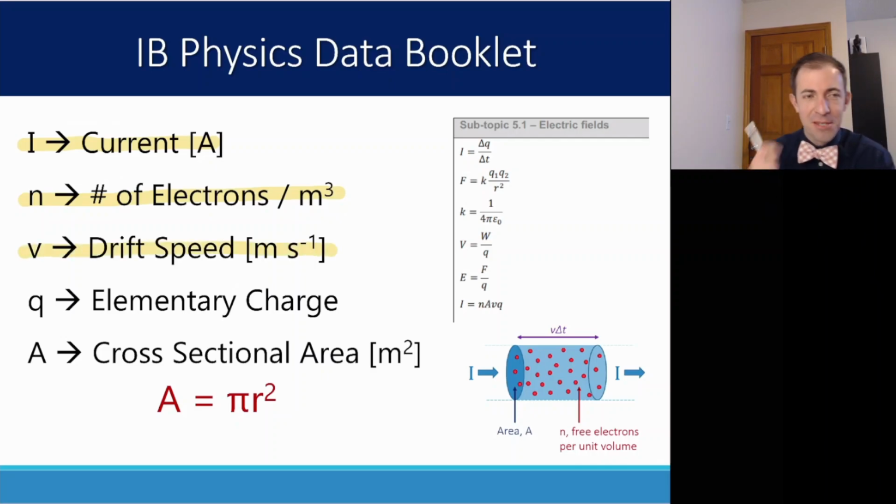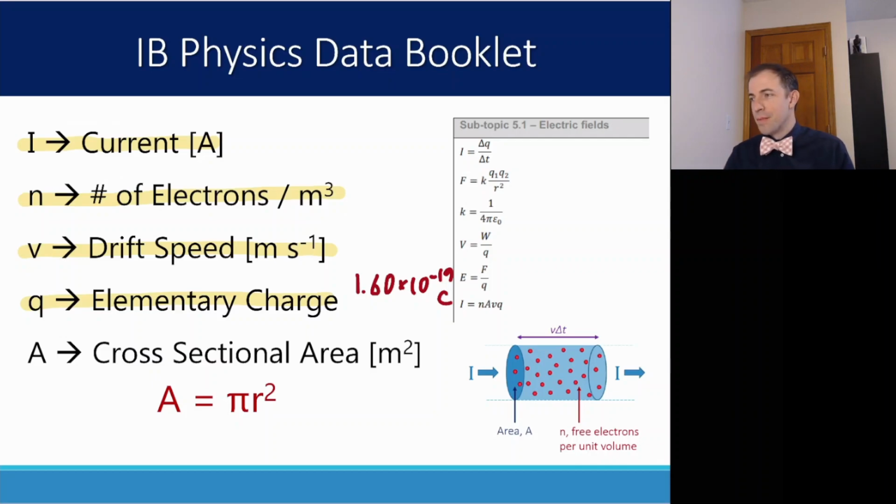v is the drift speed, how fast the individual electrons are moving through. q is the elementary charge. We know that elementary charge is always going to be 1.60 times 10 to the negative 19th coulombs, because we're always going to be dealing with a single electron in this case. And then A is the cross-sectional area. If it's not already given to you as being like a rectangular wire or something like that, assume that it's going to be a circular wire. So if you know that the wire has a certain radius, you can figure it out using pi r squared.